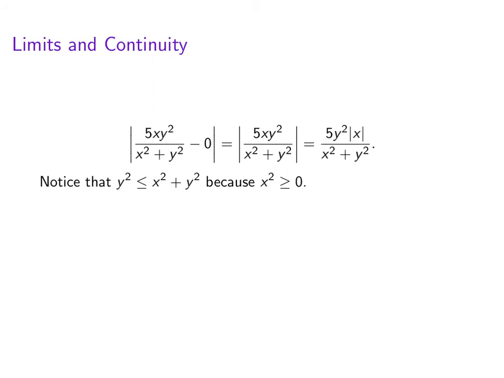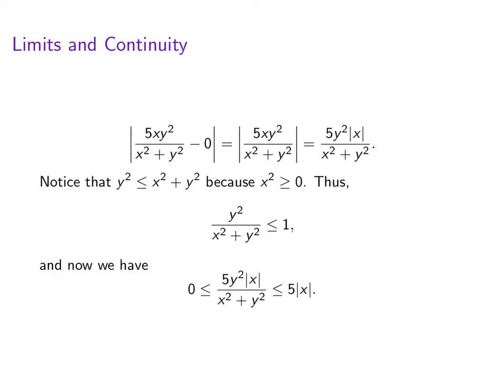Now notice that y squared is smaller than x squared plus y squared, and that's because x squared is bigger than or equal to 0. So, a part of this, namely y squared over x squared plus y squared, is smaller than 1. So now, we could say that 0 is less than 5y squared absolute value of x over x squared plus y squared, and that's all smaller than 5 times the absolute value of x.